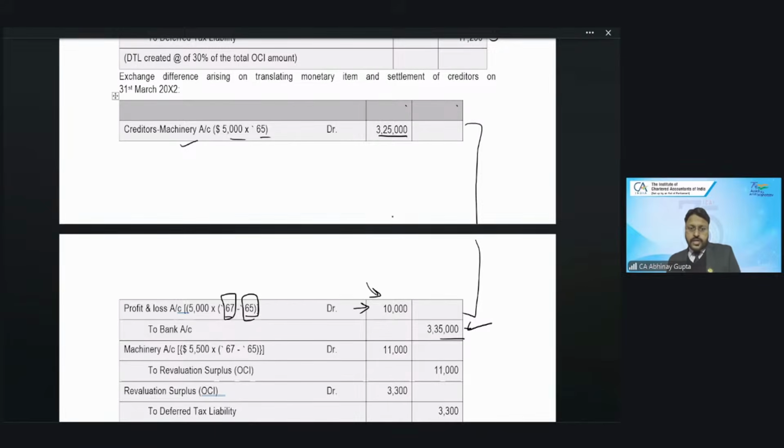Then machinery account debit to revaluation surplus. Again, 65 was the rate at which the machinery was revalued. Now it is 67. So 5,500 into 2 rupees, 11,000 would be the revaluation surplus which we need to record on the machinery as at year end. Correct? Yes, sir. Then revaluation surplus OCI to deferred tax liability, 11,000 into 30%, 3,300 you will again record the DTL. Yes or no?